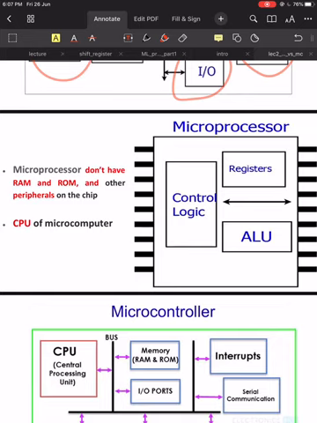But a microprocessor does not contain any RAM, that is random access memory, or read-only memory, ROM, or any other peripherals on the chip. So a system designer has to add this RAM, ROM and other peripherals externally to make the whole thing functional, and that is what we also call assembling.